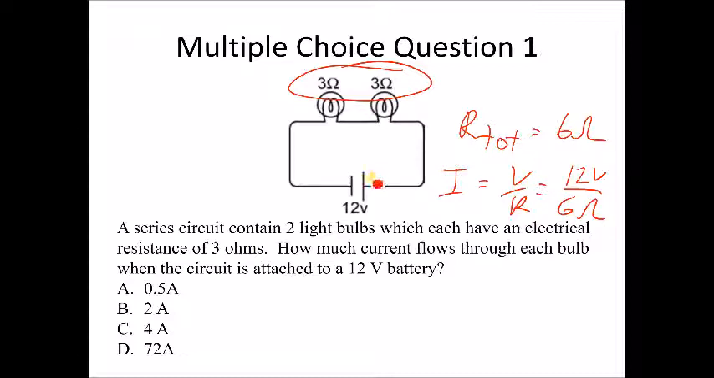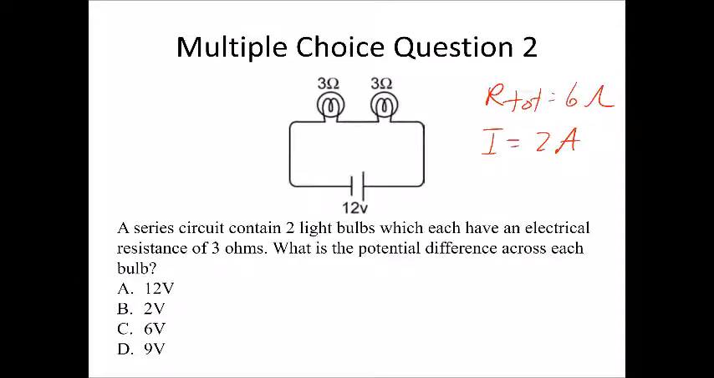Now remember, we think of conventional current flowing from the positive terminal of the battery. There's only one way for it to go, so it's got to go up and through this bulb. It's got to go up and through this bulb, and then it's got to return to the negative portion of the battery. So if 2 amps come out, 2 amps have to go through this bulb. 2 amps also have to come through this bulb. 2 amps have to return to the negative terminal of the battery. So our answer on multiple choice question 1, 2 amps.